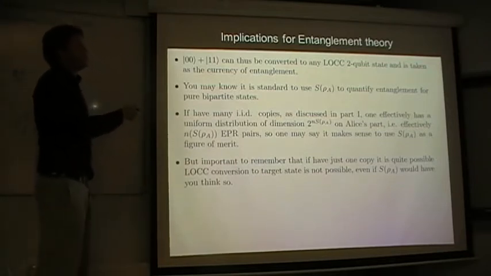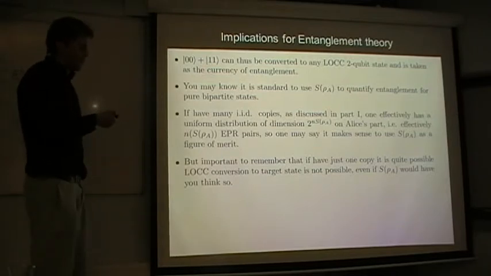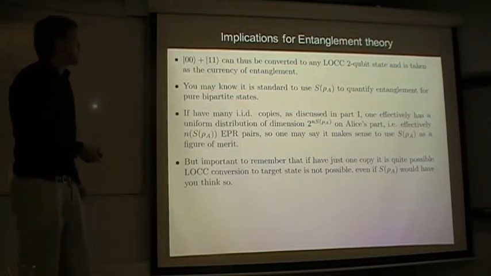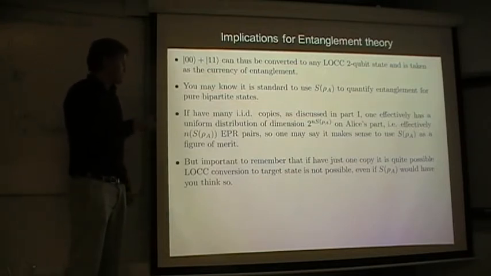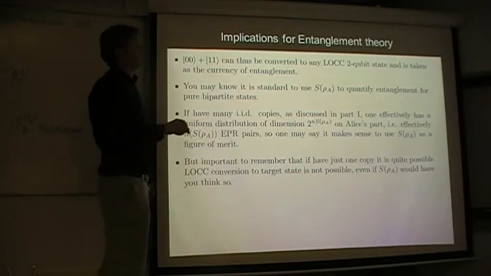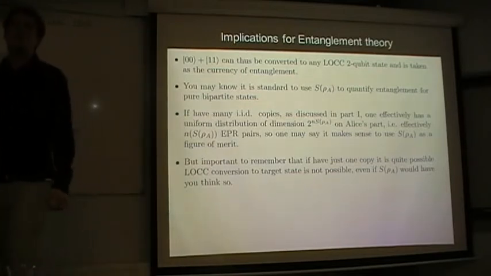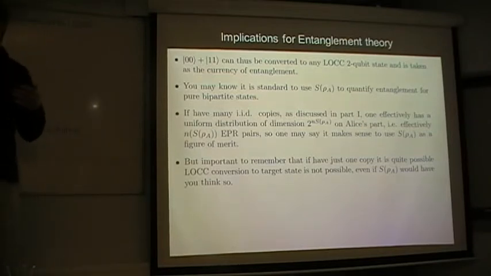Because this can be converted to any, sort of the most valuable one, it's taken as a kind of currency of entanglement. But now you may wonder, okay, I've been taught that you should use S of rho A, the entropy of the reduced state, to quantify entanglement. How do these things fit together?